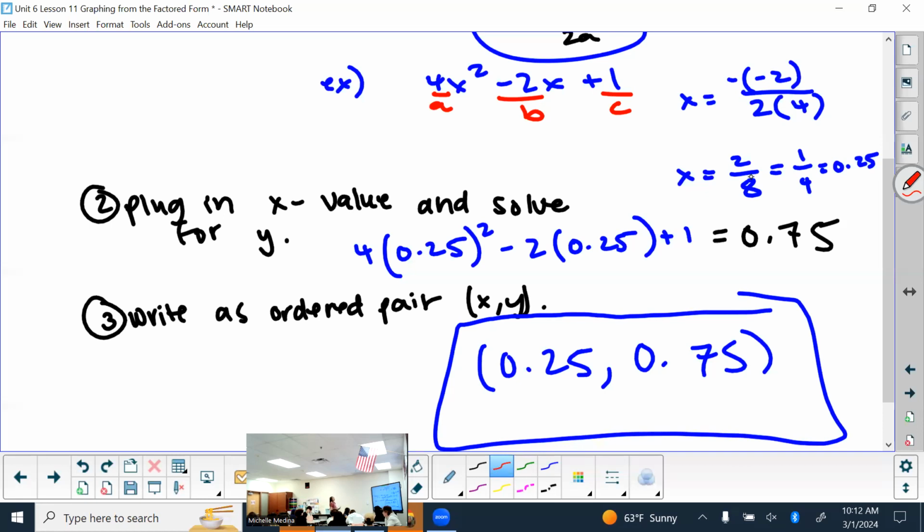Once you have the x value of your vertex, just like we did for the last situation, you plug in the x value and solve for y. So this was my original equation. Notice in the second step, I plugged in what we estimated x to be. I use my calculator to tell me that this equals 0.75. So here's my vertex as an ordered pair. 0.25 for the x, 0.75 for the y. Questions, comments, concerns?